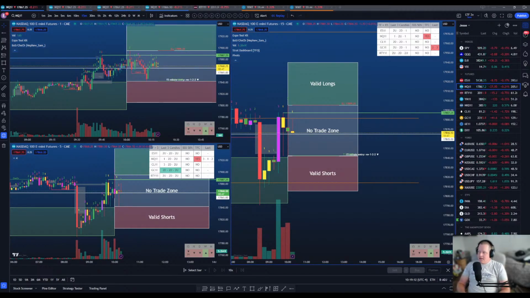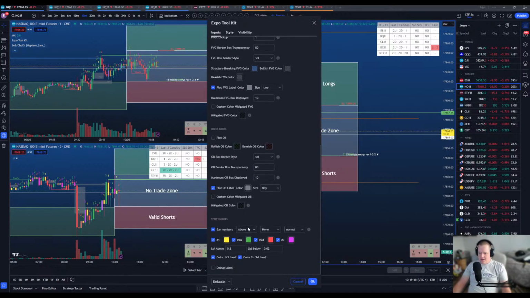Mr. Unemployed, how did I get my candles colored using the Expo Toolkit? Mine are still green and red. Make sure you go down here to the very bottom and color. Color 1 3 bars, color 2 up, 2 down bars. Then make sure all these are set how you'd like it.